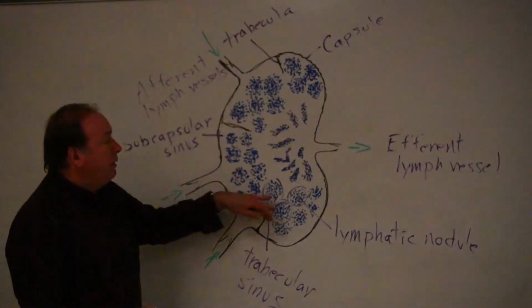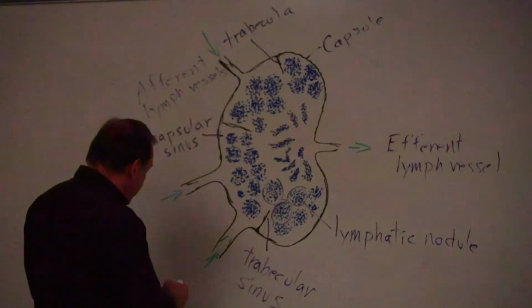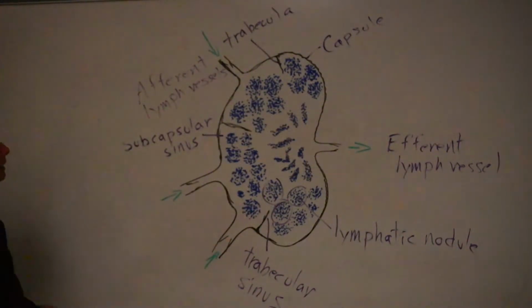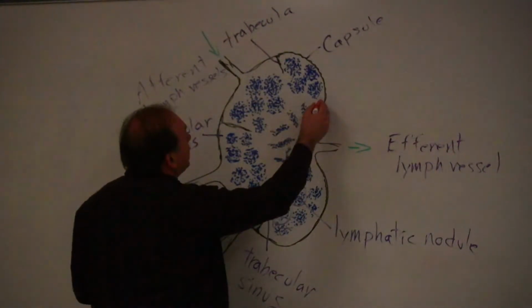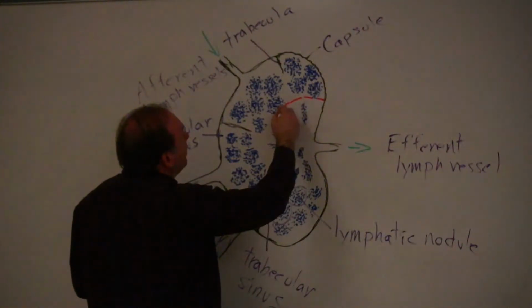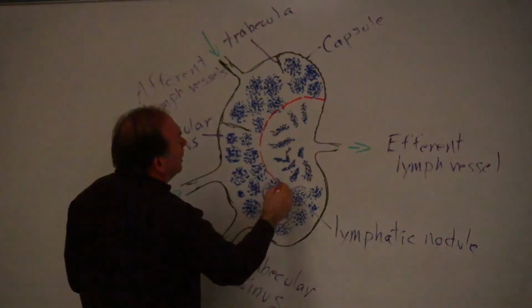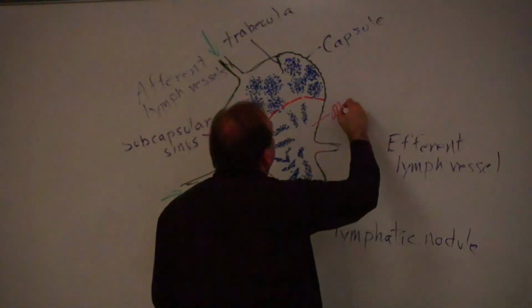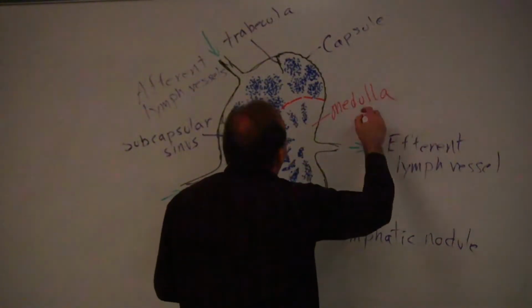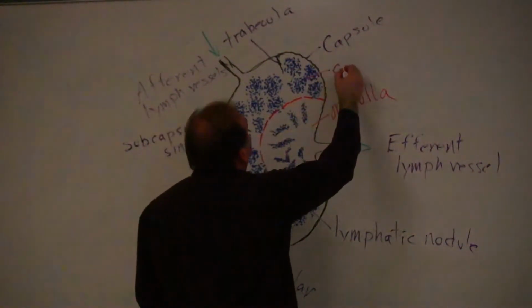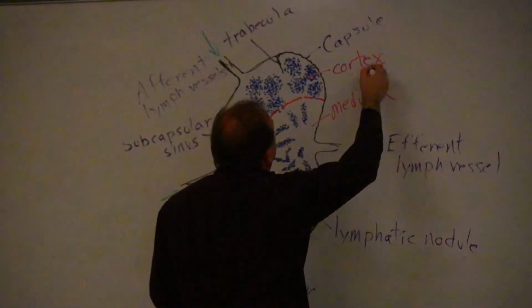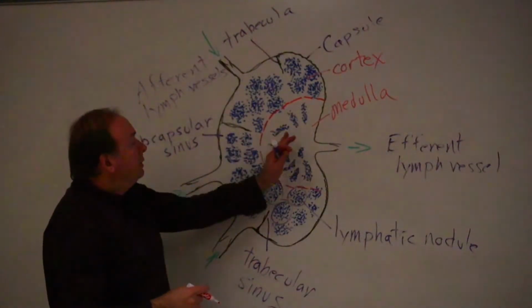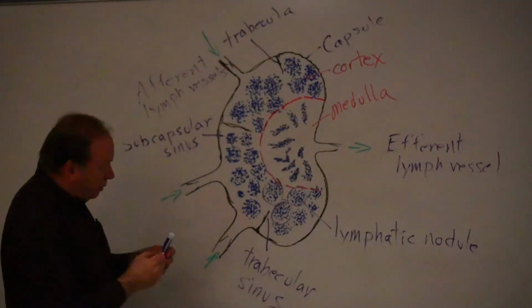This zone out here is referred to as a cortex. So I can put a dotted line in here to kind of separate that cortex region from the middle, which is referred to as a medulla. So inside here is the medulla, and outside here is the cortex. So we have a medulla zone, we have a cortex zone.